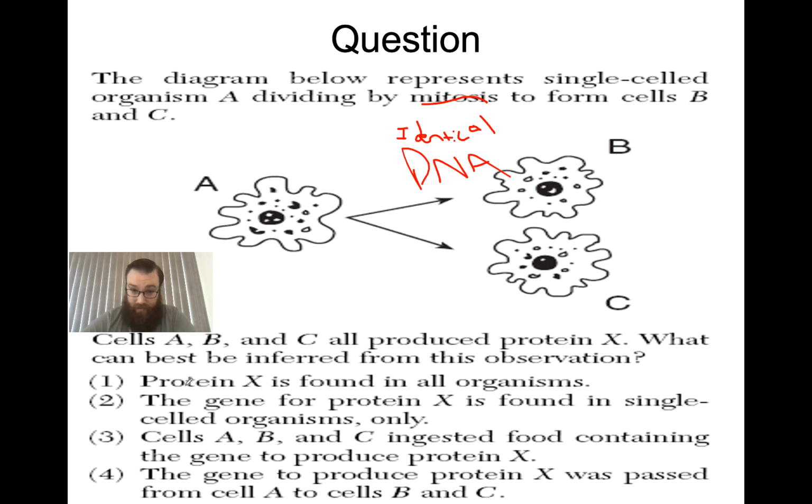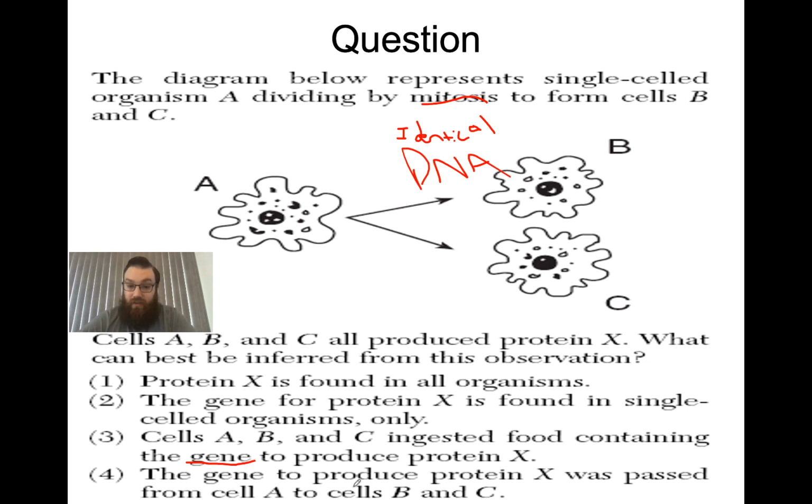Shows protein X is found in all organisms. Well, that's kind of hard to say because we don't know what the protein is. Okay, the gene for protein X is found in single-celled organisms only. We can't say that either. We do share a lot of genetic material with single-celled organisms. Cells A, B, and C ingested food containing the gene to produce protein X. Probably not, right? Because genes we're born with. We don't acquire genes from things that we eat.